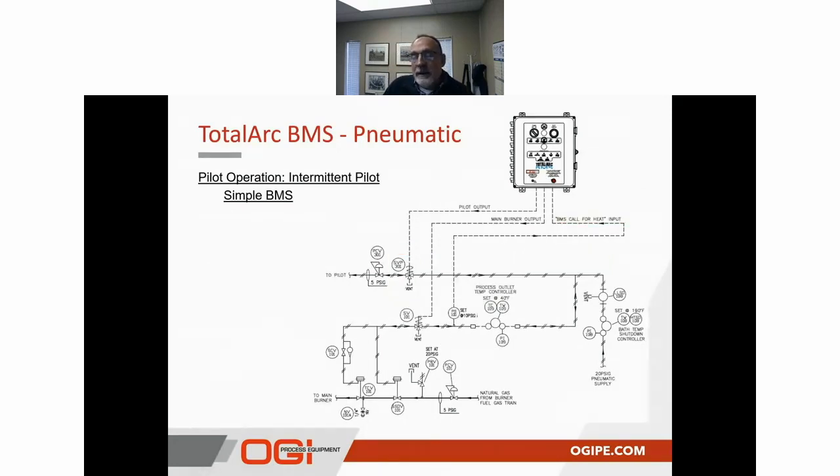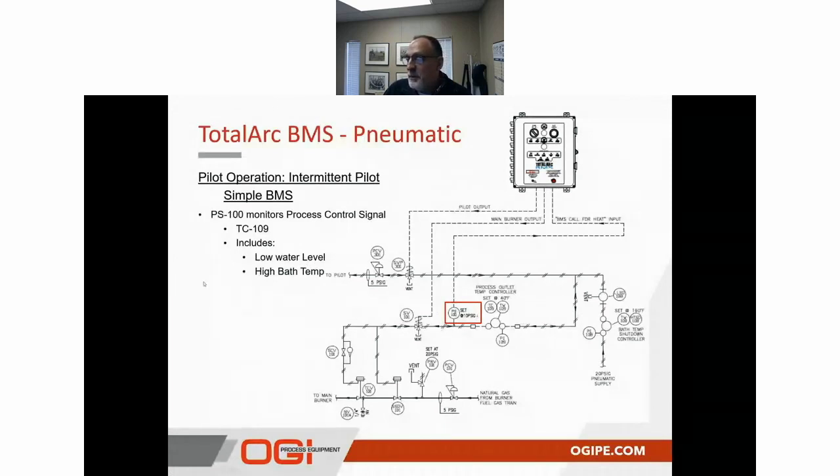In an intermittent configuration, the BMS, we would relocate the pressure switch to be just downstream of that process temperature controller, and the input would still be driven into the BMS call for heat input. But one thing that's interesting about this is that not only are we monitoring in that call for heat input the TC109 feature, but we're also including the pneumatic signals from the low water level and the high bath temperature. So all of those are gathered together in the same input.